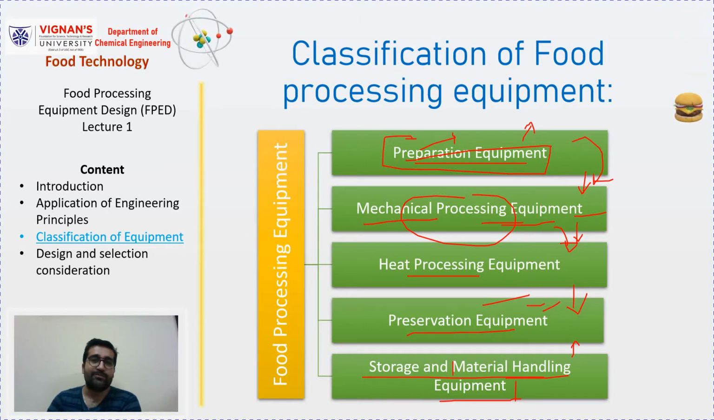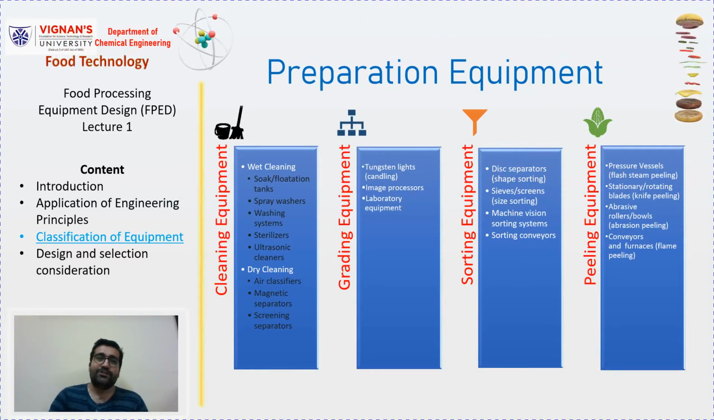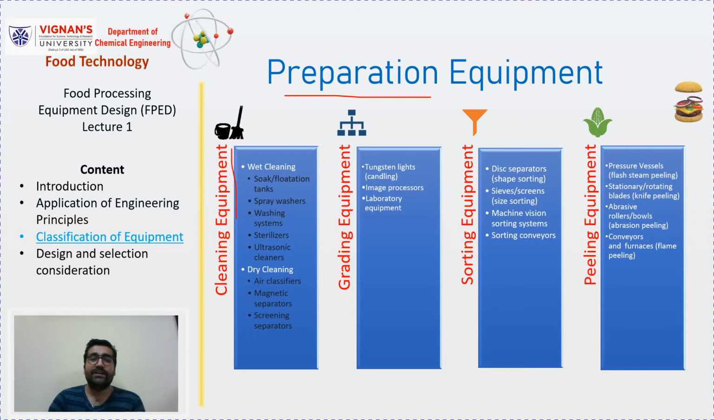Let's talk about preparation equipments first. As we know, preparation equipments are the equipments in which we prepare the product for the next step. So the first preparation equipment is cleaning equipment. Cleaning equipments are again classified into wet cleaning or dry cleaning based upon the method of cleaning. In wet cleaning, we deal with water, so the equipments used are soap flotation tanks, spray washers, sterilization tanks, or ultrasonic cleaners. In dry cleaning, we generally go for magnetic separators, air classifiers, or screen separators.